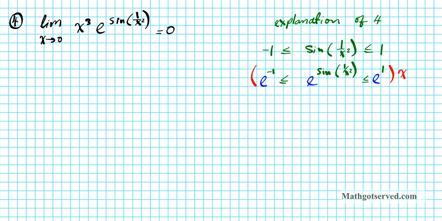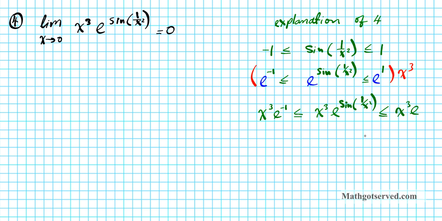So multiply by x to the third. That's going to yield x to the third times e to the -1 is less than or equal to x to the third e to the sine of 1 over x squared, and that's less than or equal to x to the third e.